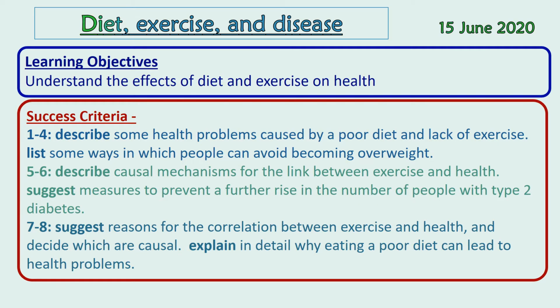Okay, so what do we need to take from this lesson? We need to be able to describe some health problems caused by poor diet or lack of exercise. For 5 to 6s, we need to be able to describe causal mechanisms for the link between exercise and health, so things that cause diseases based on the amount of exercise we do and our diet. For 7 to 8, we need to suggest reasons for the correlation between exercise and health and describe which are causal, and explain in detail why eating a poor diet can lead to health problems.